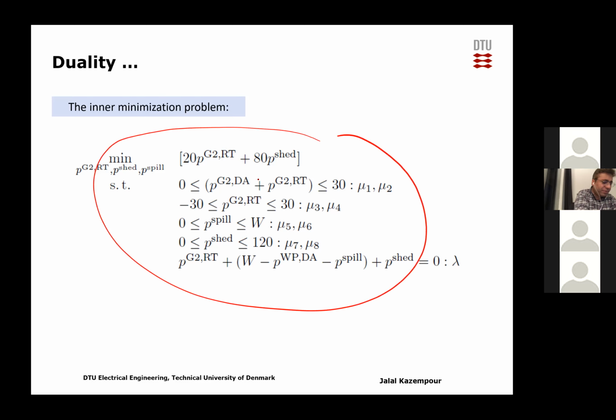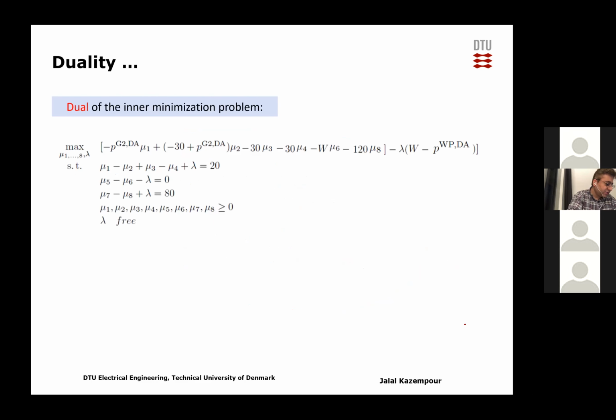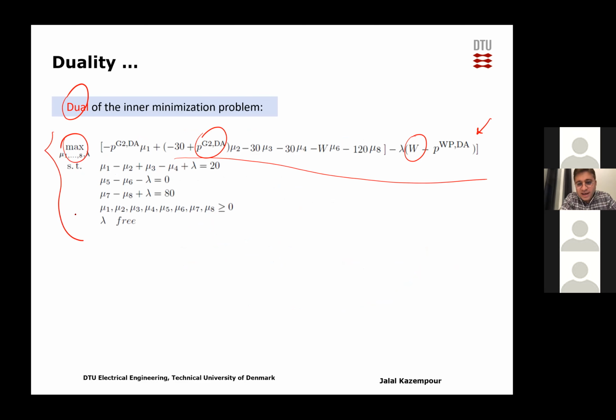So this is our inner problem. And I already mentioned W and the day-ahead dispatch, they are all parameters for the real-time problem. So we have to treat them as parameters. If you derive the dual of the inner problem, I worked on it yesterday. So I derived this. As you see in the objective function, we have W, we have the day-ahead dispatch because they are parameters in the real-time problem. And this is our dual problem, whose objective function is a maximization problem.